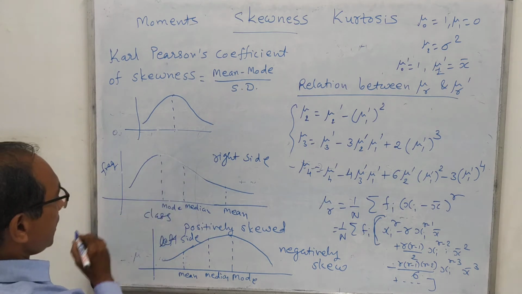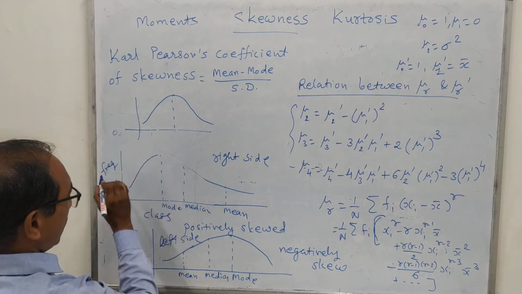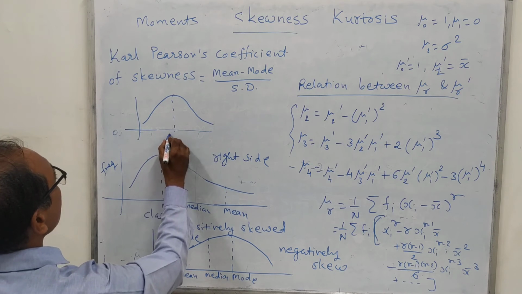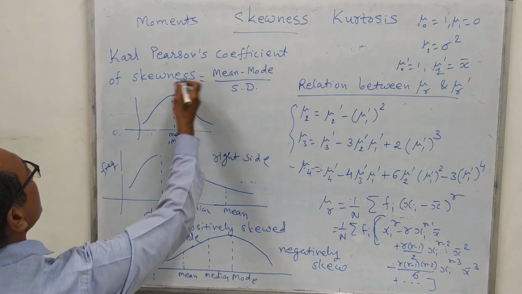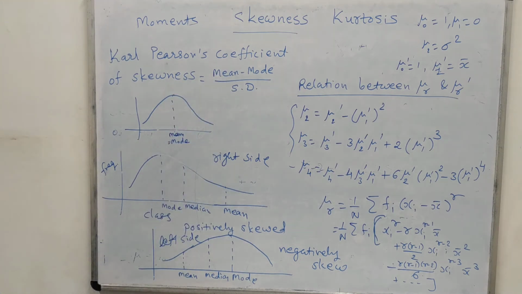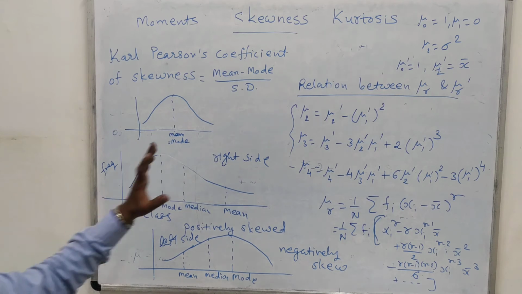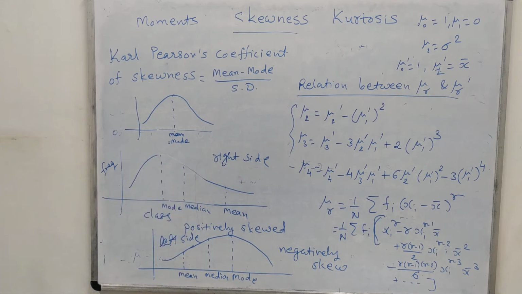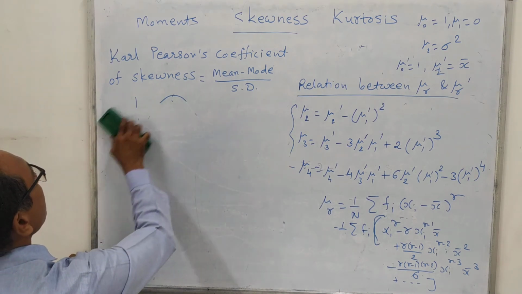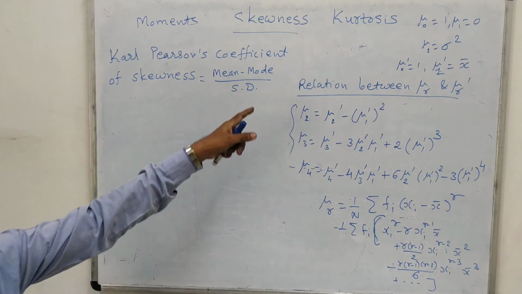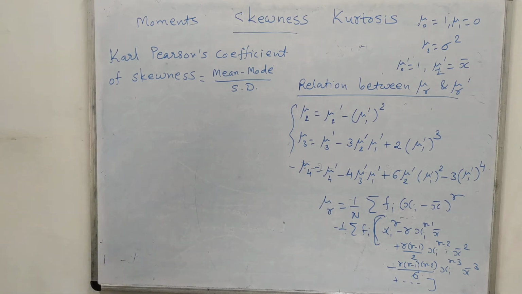So here mean and mode are equal, mean equal to mode. When mean and mode are equal, then skewness is 0. Skewness is 0, that means it is not skewed, it is not asymmetric, which means the graph is symmetric. Okay? So now this is the graphical explanation of the skewness. And this formula is given to us, mean minus mode.